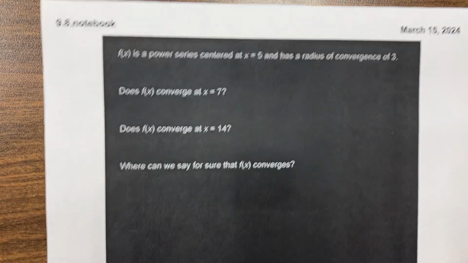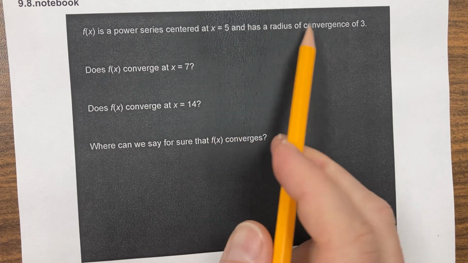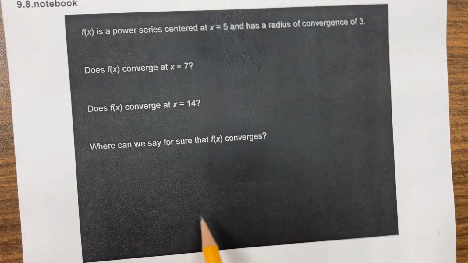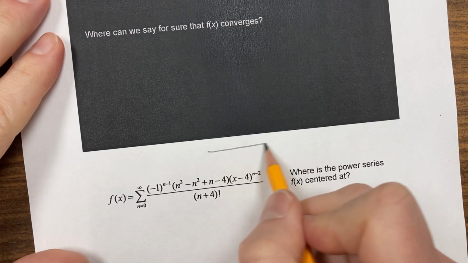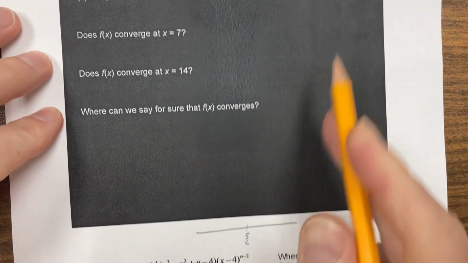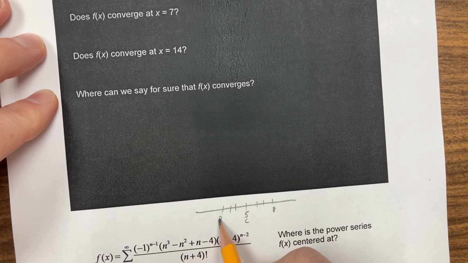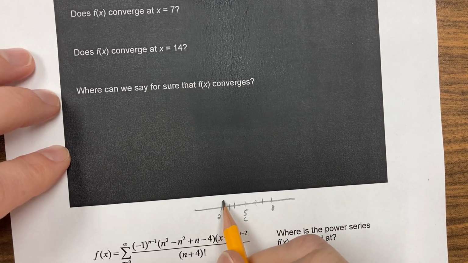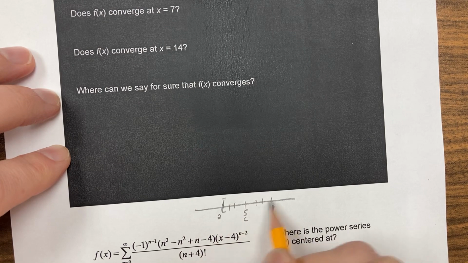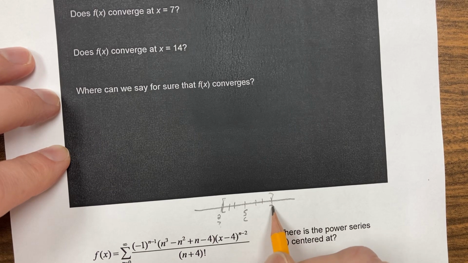So let's kind of put this into a bigger idea. So this says f of x is a power series. It's centered at 5. It has a radius of convergence of 3. All right, so if we think of almost like a number line here, centered at 5 with a radius of convergence of 3, if you go 3 spaces out to 8, or 3 spaces back to 2, those are the endpoints. We might include them, we might not, right? Whether it converges or diverges there is still not sure.